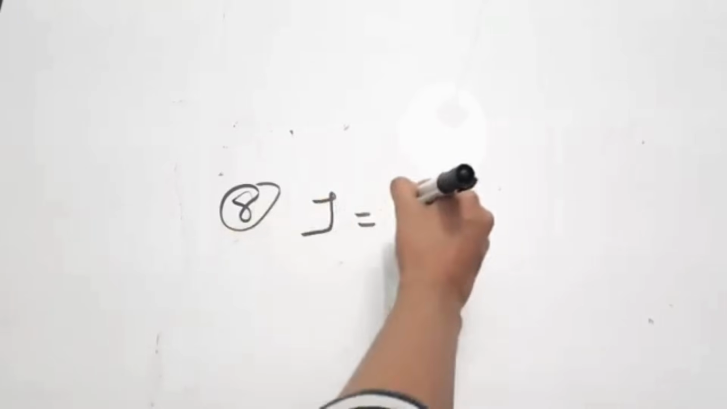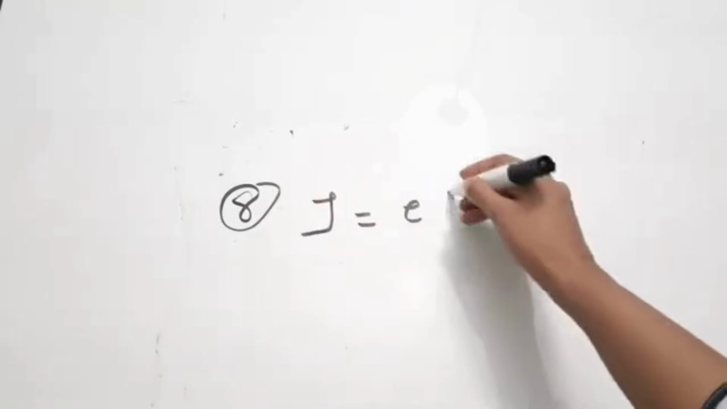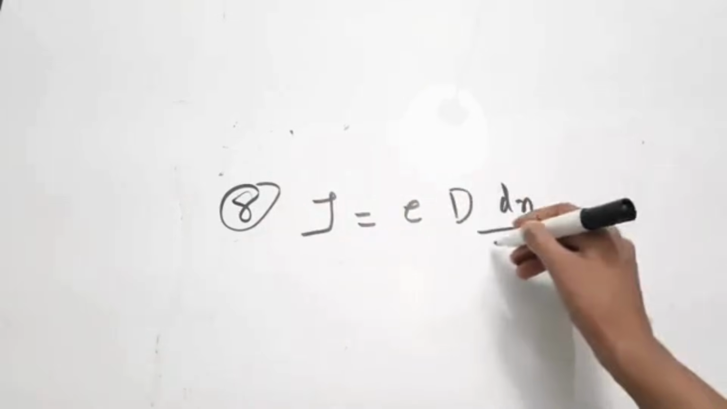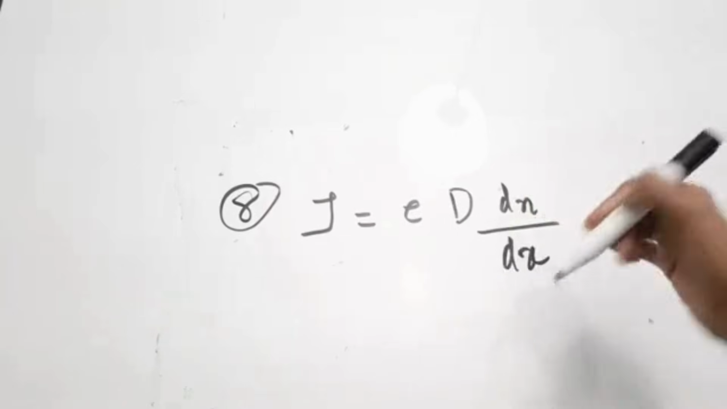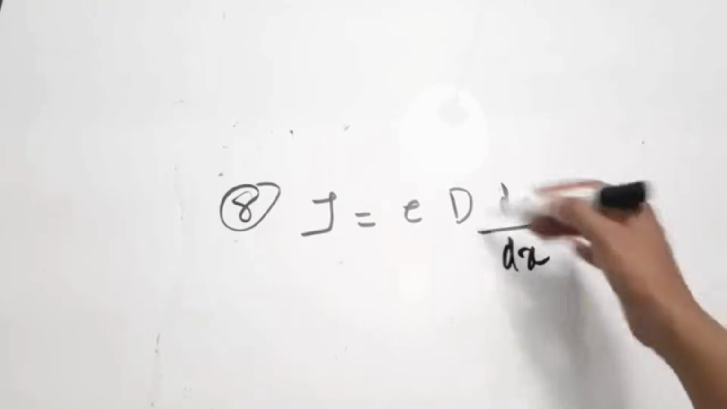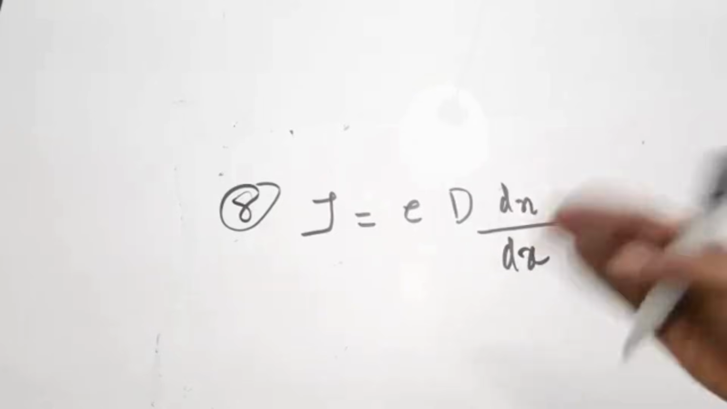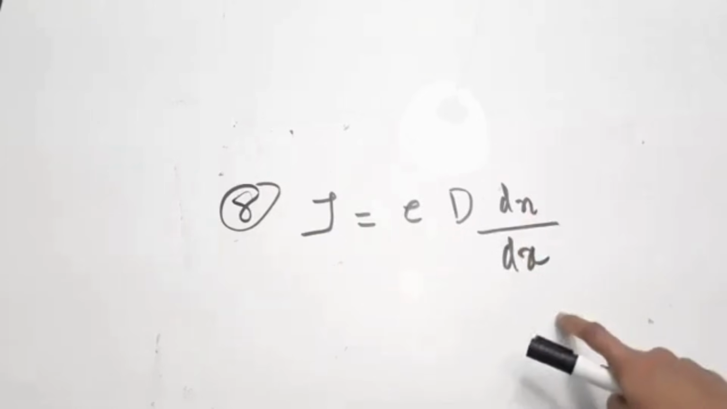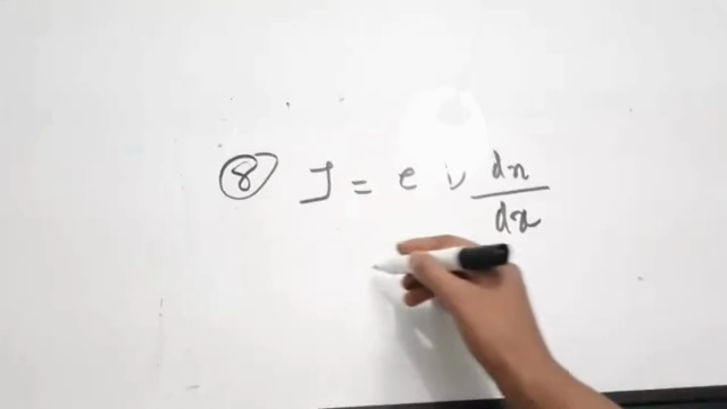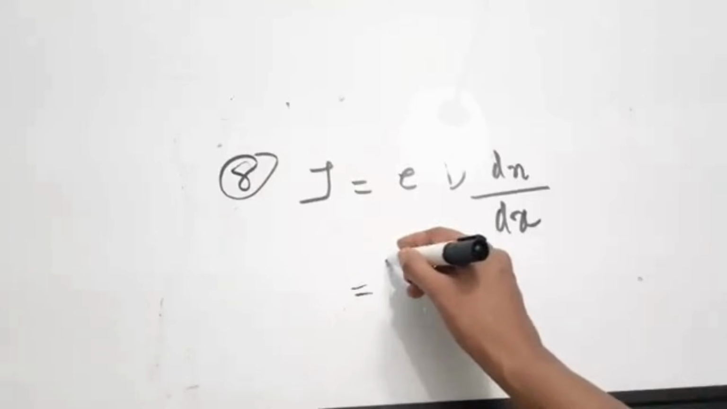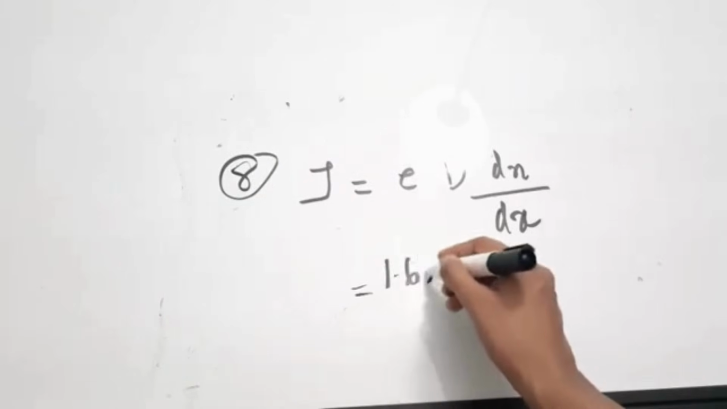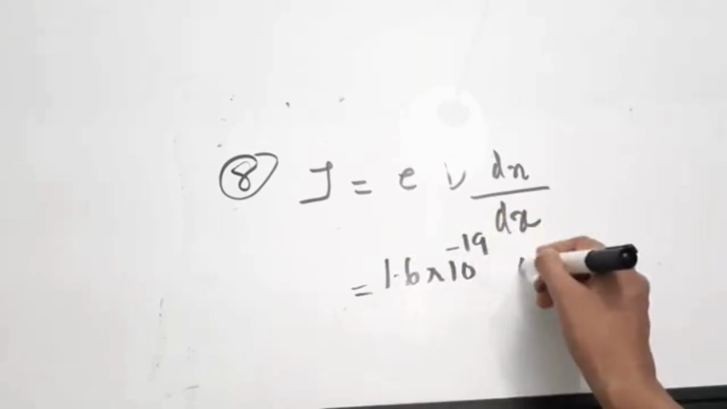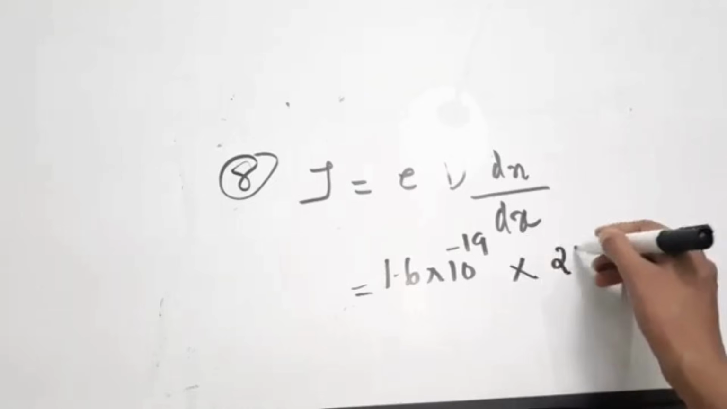So we'll first write the equation for the diffusion current density. J equal to e, which is the charge of an electron, into the diffusion constant into the variation in the number of charge carriers, or n type electrons, by dx. That's the variation with distance. We will substitute all these values because all the values are given in the question. So what is e? e is the charge of an electron. That is not given in the question, but you should know it: 1.6 into 10 raised to minus 19, right? Into D, which is given in the question as 225.